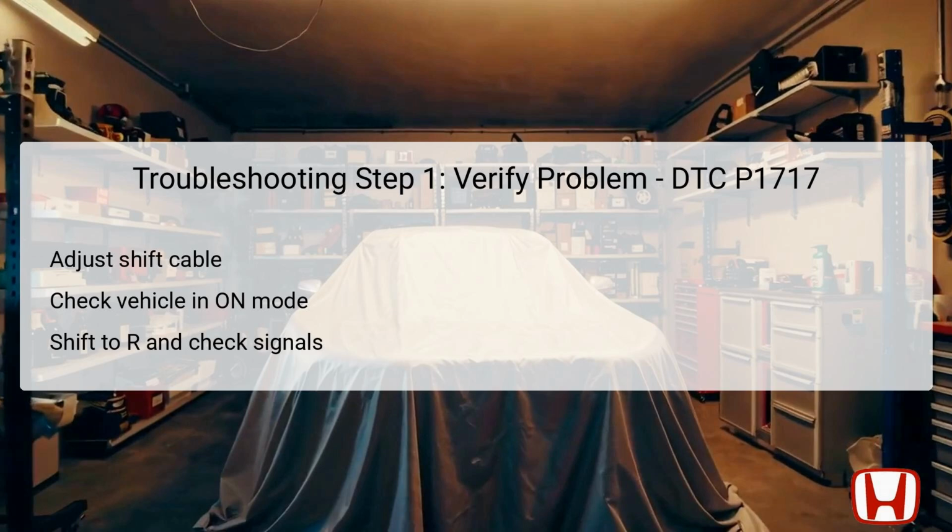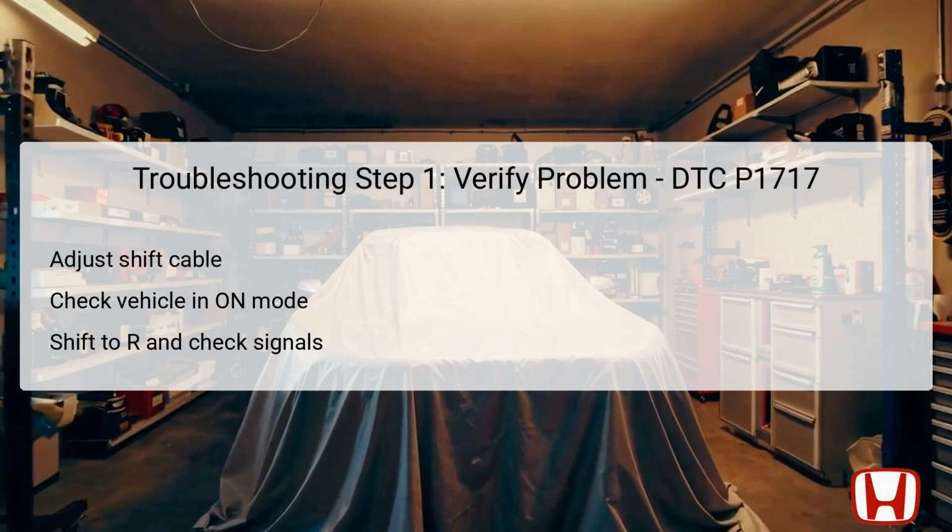The first troubleshooting step for DTC P1717 involves verifying that the problem genuinely exists and isn't due to a simple adjustment issue. Start by ensuring that the shift cable is properly adjusted. An improperly adjusted cable can cause miscommunication in gear selection. Next, turn the vehicle to the on mode, ensuring all systems are powered for accurate diagnostics. Once the vehicle is in this mode, shift the transmission into reverse, R position, and assess the relevant parameter signals using the Honda Diagnostic System, HDS.